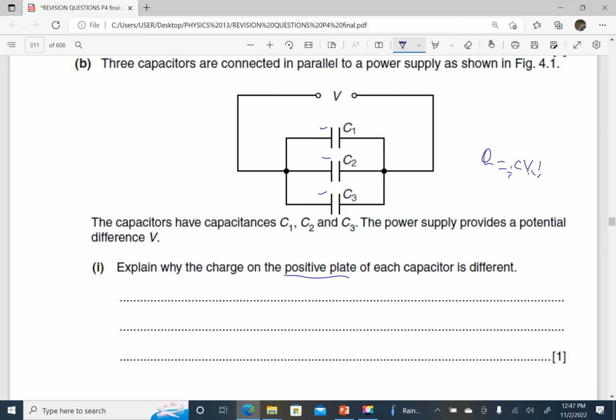Therefore, we can say the potential difference across each capacitor is the same, and we know that charge is equal to C times V. Since the capacitances are different, it means Q is different.